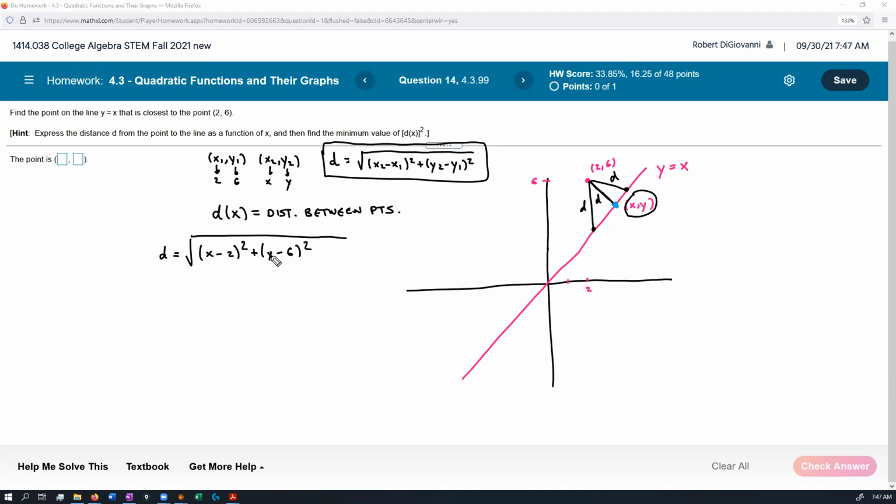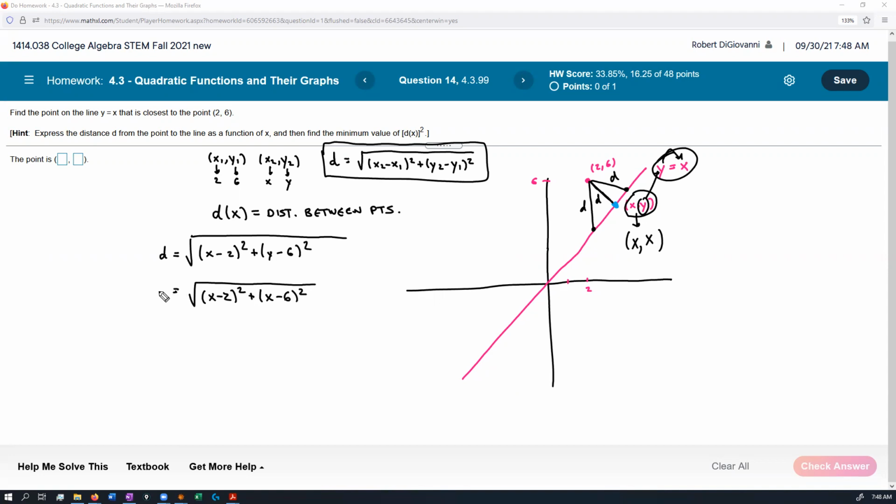Now, a very important point. Because this point lies on this graph, the x coordinate will be x. The y coordinate, well, y is also x. So that point has to have the coordinates (x, x), which means I can replace this y in this formula with x also. So we get this.